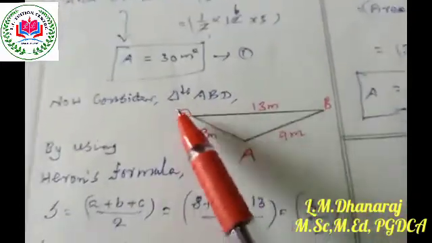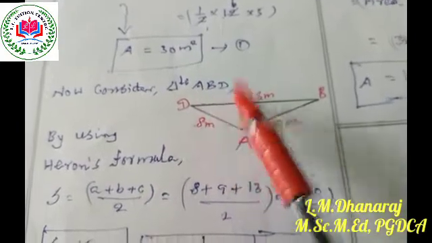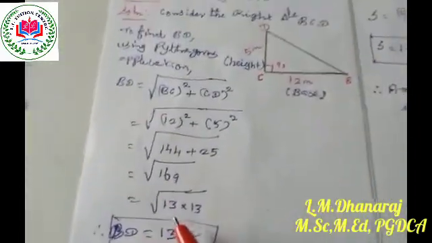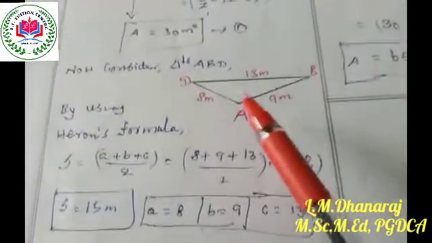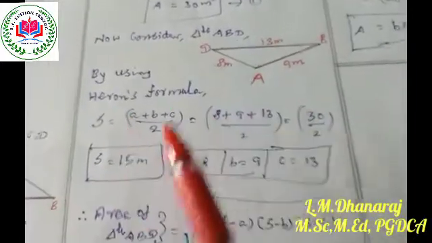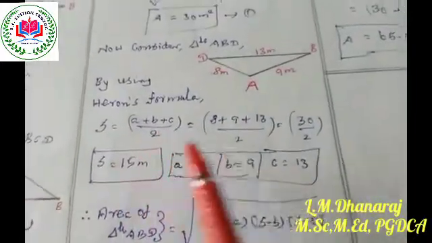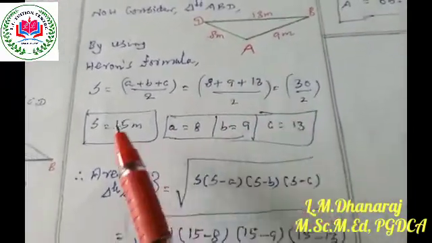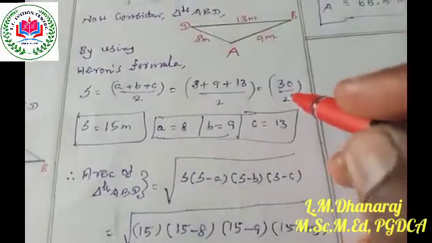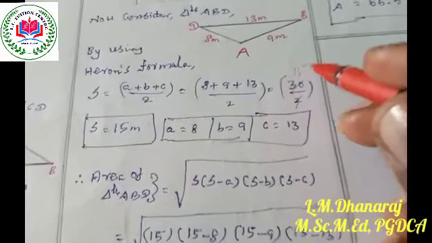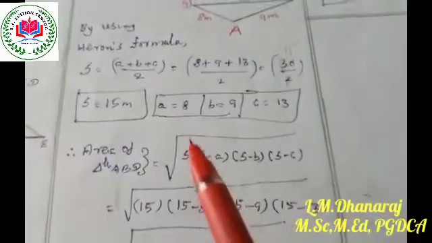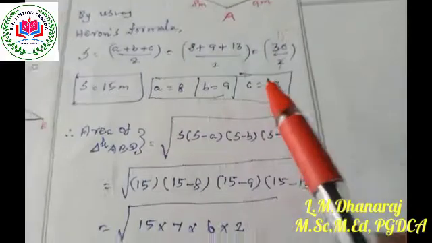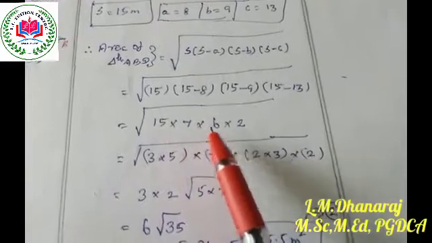Now the area for triangle ABD. This length we already found as 13 meters. For that only we used the Pythagoras application. So we know the three sides, and by Heron's formula, S is equal to A plus B plus C by 2, that is 8 plus 9 plus 13 divided by 2, that is 30 by 2. So we will be getting 15. A is equal to 8, B is equal to 9 and C is equal to 13. By replacing the values, we will be getting 15 into 7 into 6 into 2.